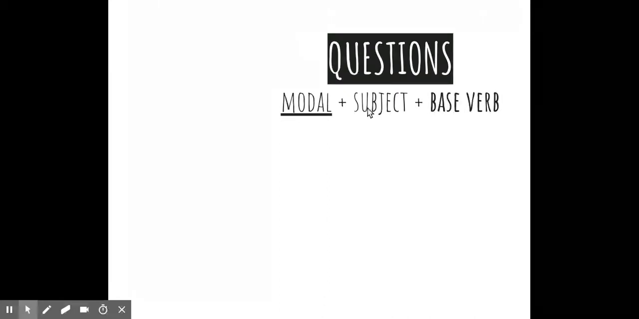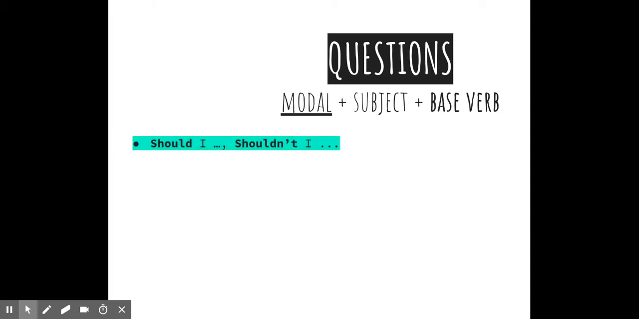Okay. How do we ask questions? It's asking for and giving advice. So how do we ask for advice? We stick our modal right at the front. It becomes our question word. Then our subject, then the base form of our verb. So should I, shouldn't I? Should I wash the dishes?